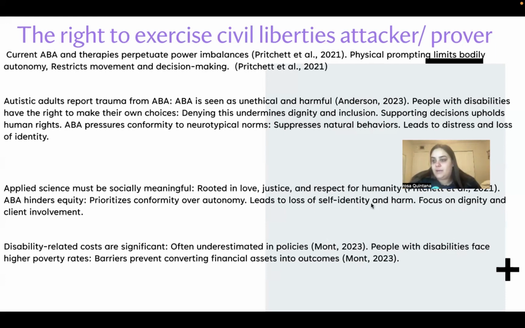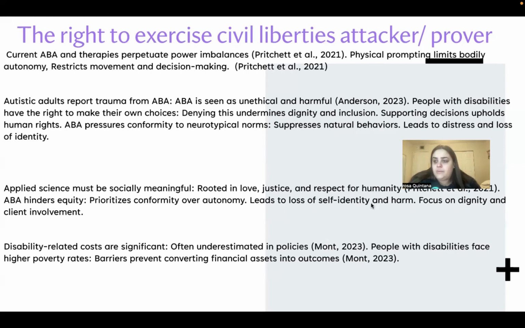Denying those rights can undermine their dignity and will exclude them. Supporting their decision making will uphold their human rights. This brings the opportunity to make choices and live with dignity. So it is important that we root for them to receive love and justice and respect for themselves.